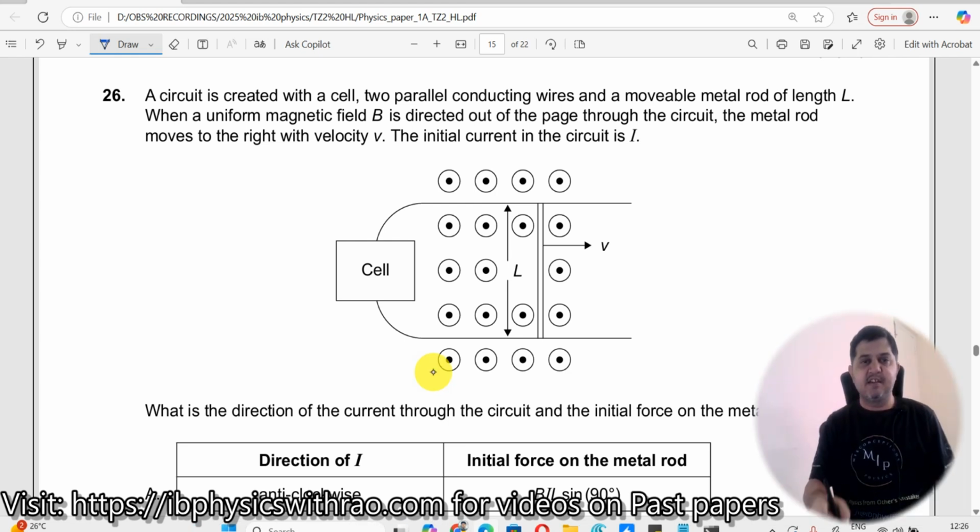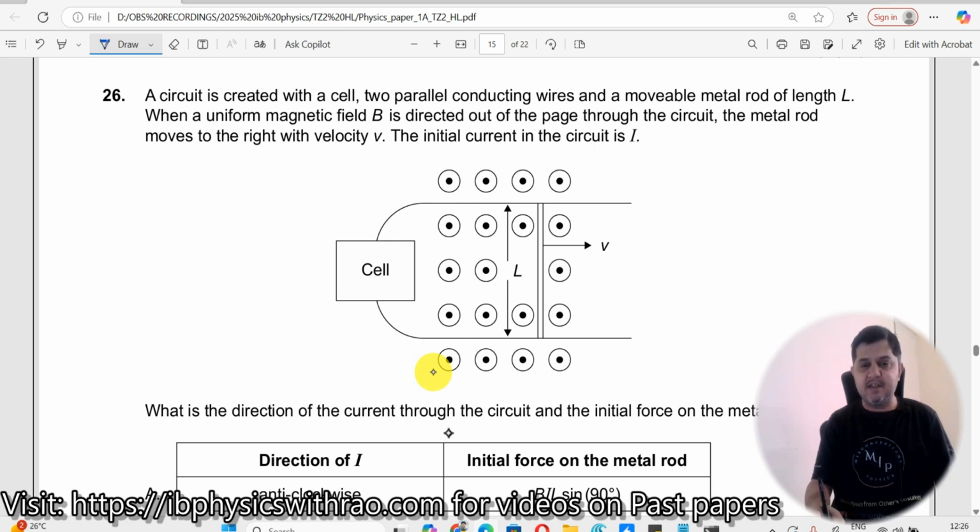Question number 26. A circuit is created with a cell, two parallel conducting wires and a movable metal rod of length L. There is a uniform magnetic field directed outwards, coming towards me. The metal rod moves to the right with velocity v. The initial current in the circuit is I.